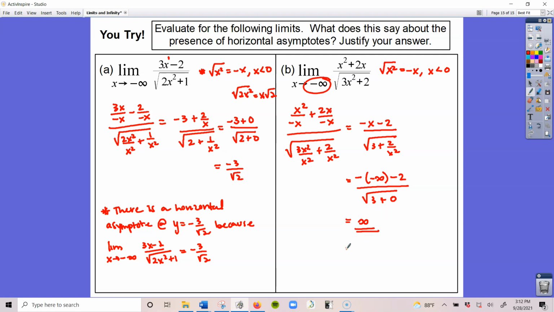So positive infinity. So what we would say here, since this is not a real number, is that there is no horizontal asymptote because the limit as x is approaching negative infinity of x squared plus 2x over the square root of 3x squared plus 2 is equal to infinity. And that's limits and infinity.